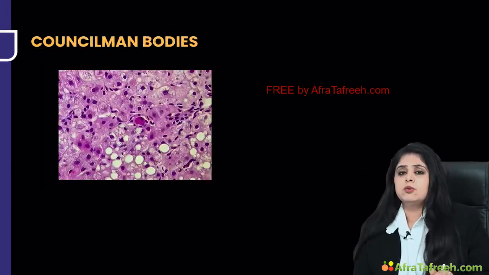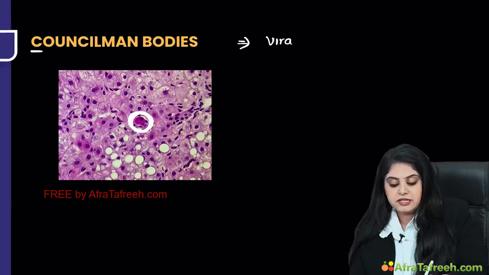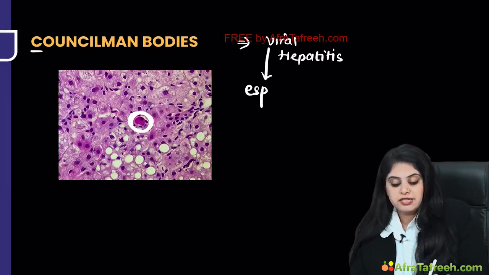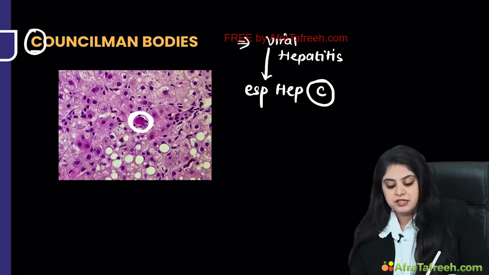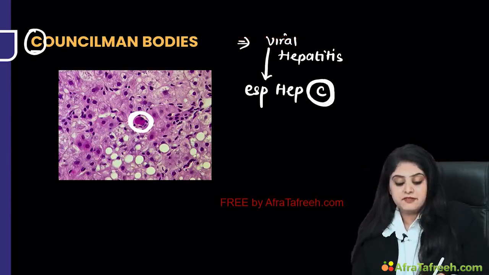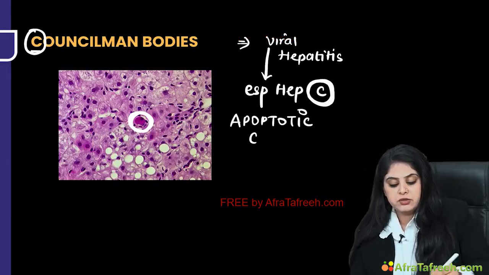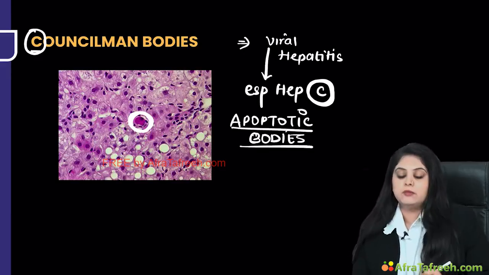Then asking you one more question from pathology. Where do you see these pink color single bodies, the Councilman bodies? We had studied that Councilman bodies are seen in viral hepatitis. And what exactly viral hepatitis? Which one? Especially seen with hepatitis C. Councilman bodies are seen very commonly with hepatitis C virus. And what kind of bodies are these? That's our first chapter, first question. It is going to be apoptotic bodies. Apoptotic bodies are Councilman bodies.